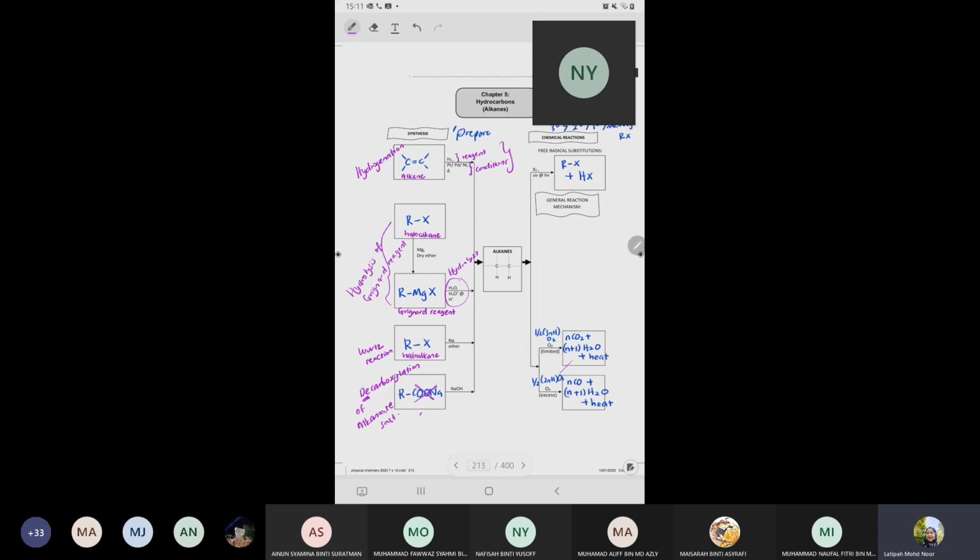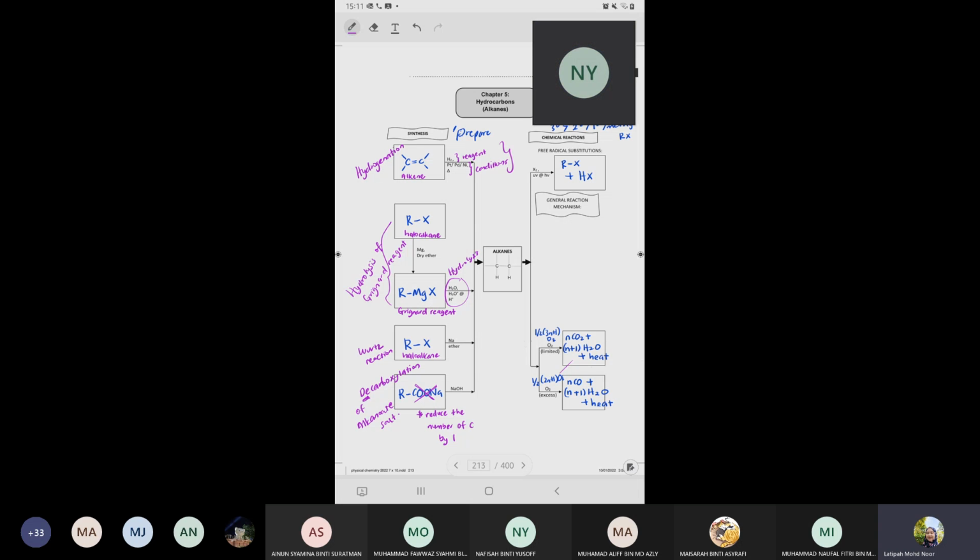Okay, so this reaction will reduce the number of carbon by 1. Okay, reduce 1 carbon from the starting material. Okay, boleh sampai sini? Yeah, madam. Okay, next, we go to the chemical reactions.